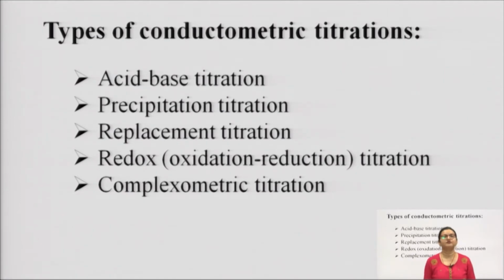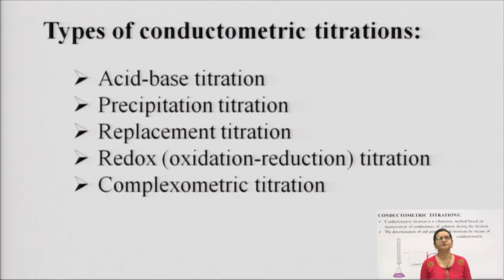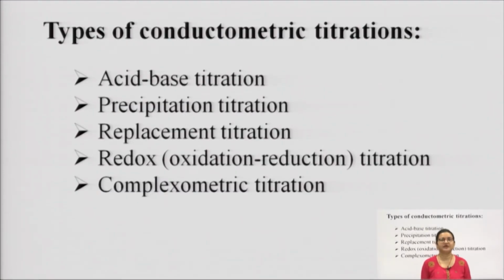This was all about conductometric titration. Then, types of conductometric titration. Types of conductometric titration may include all the volumetric titrations which are a part of pharmaceutical analysis; they come under this category and can be easily estimated and determined very well with the help of conductometry.